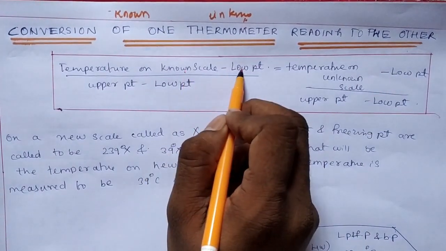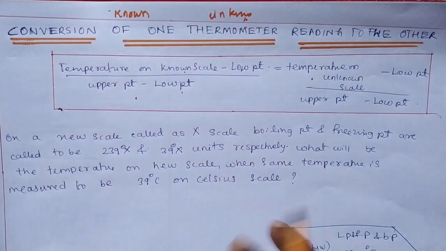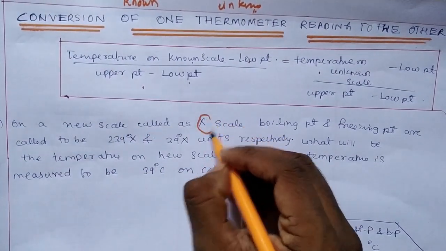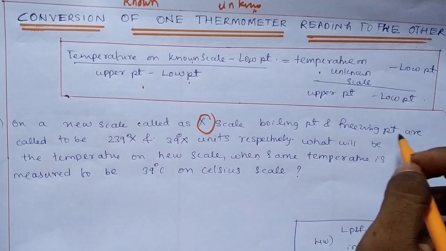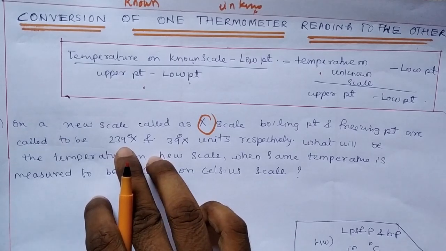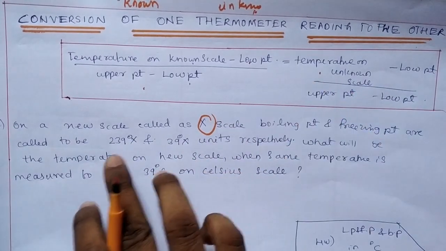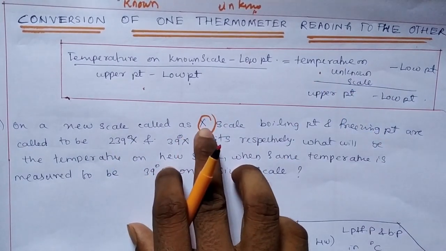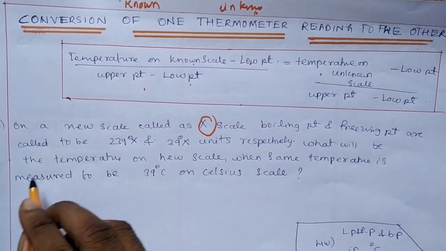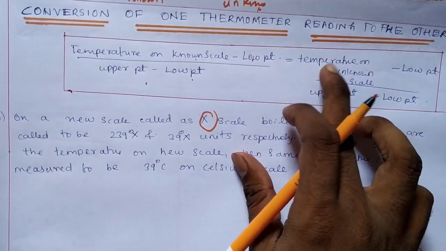Temperature on unknown scale minus lower point divided by upper point minus lower point, on a new scale called the X scale. X scale means unknown scale, isn't it? Boiling point and freezing point are taken to be 239 degree X and 39 degree X. Okay, this is the temperature of the unknown scale; X means we don't know which scale it is. Respectively, what will be the temperature on the new scale? They are asking the new scale in the sense of unknown scale.